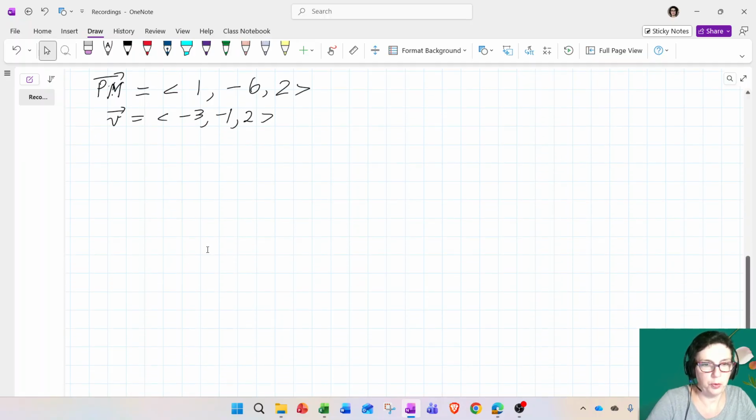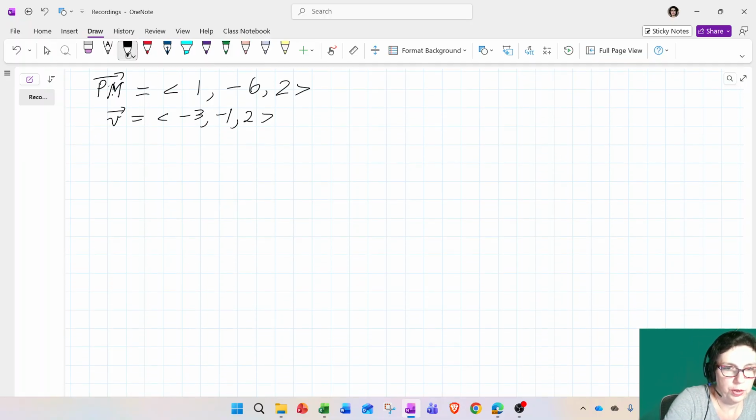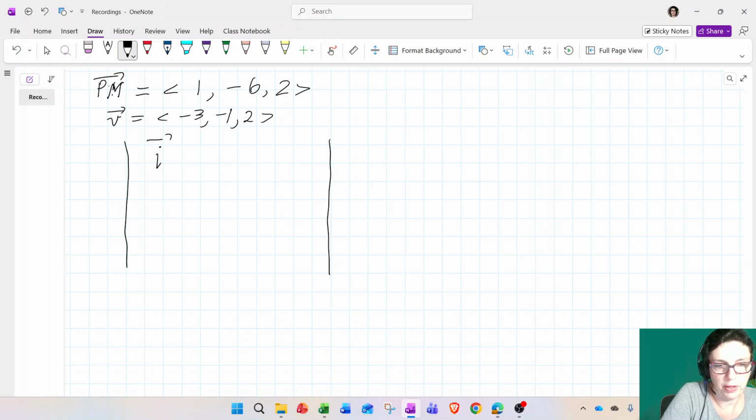For the cross product, we're going to draw one big determinant. We put the standard unit vectors i, j, k as the first row, then PM, and then V.